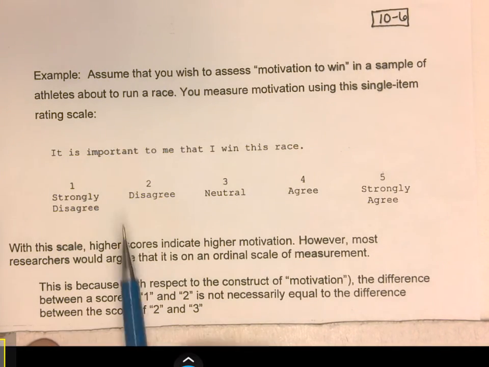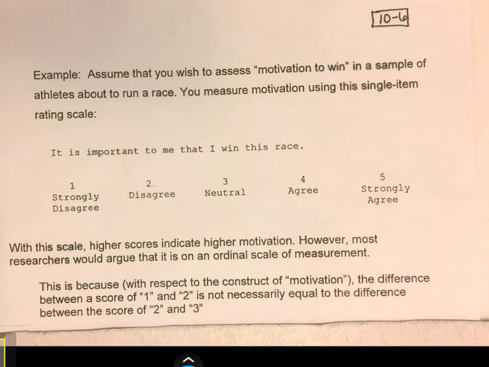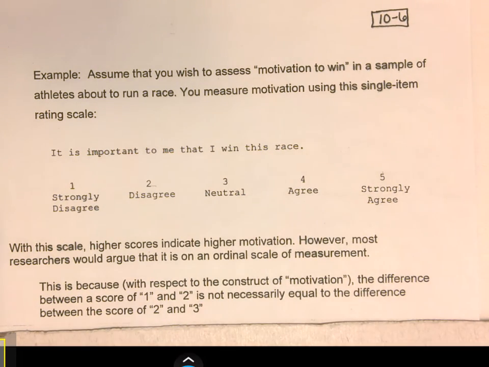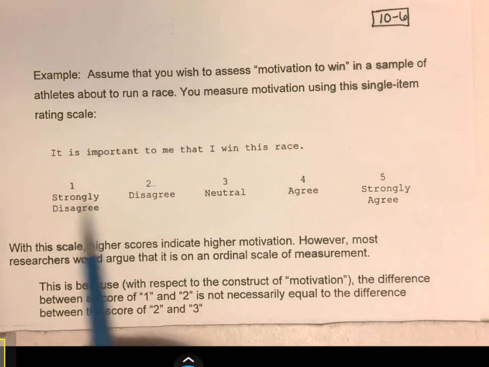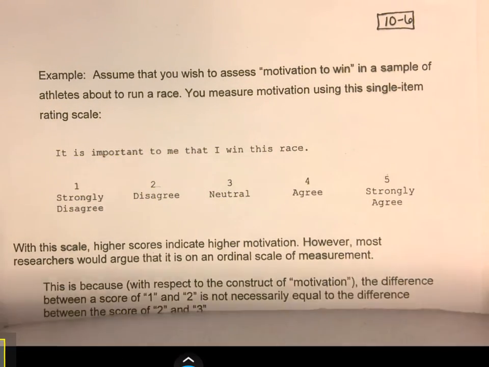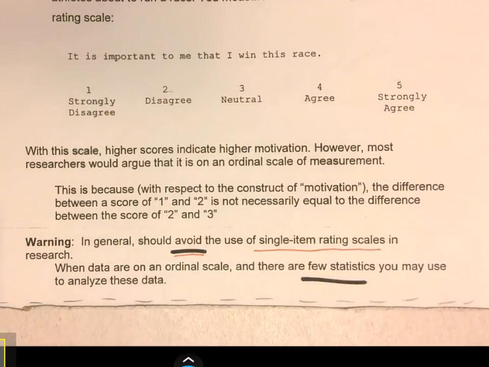When it comes to measuring motivation, how do I know that the difference between the people that circled this versus the people that circled this is the same as the difference between the people that circled this versus this? If this is measured on an ordinal scale of measurement, you don't have equal differences between consecutive numbers. You don't want to measure something with a single item rating scale. You want to measure this variable with something a little bit more sophisticated that I am going to talk about in this lecture.